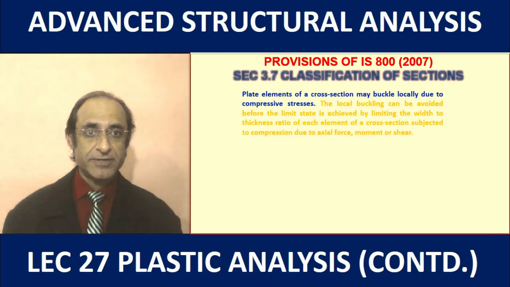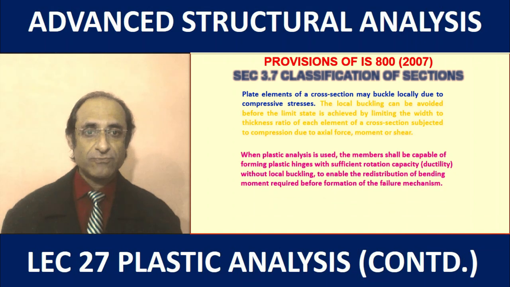IS 800 has clearly specified that in order to avoid the possibility of premature failure by buckling before even reaching the plastic moment capacity, the section should be sufficiently adequate, and this can be ascertained by limiting the width to thickness ratio of the element. So this has to be ensured, and accordingly we will see in the next slide how classification happens.